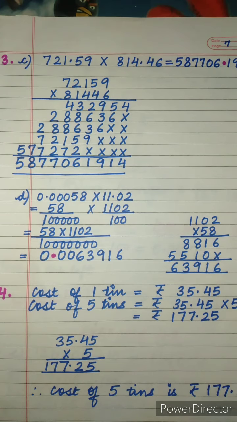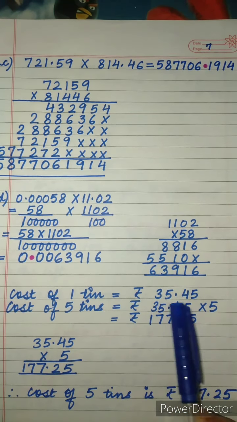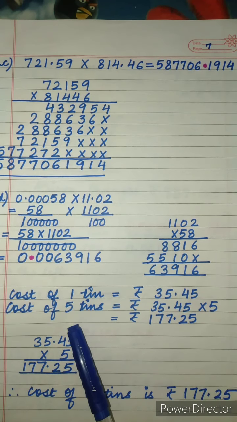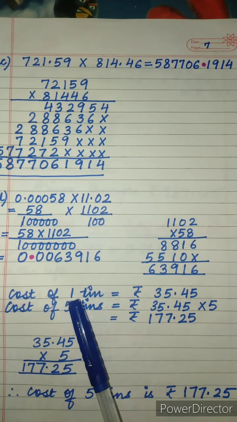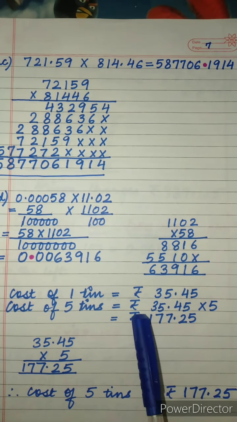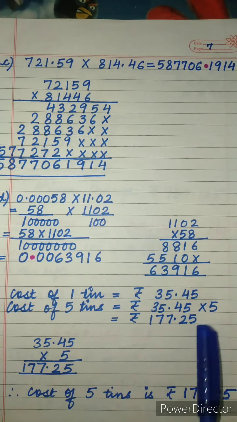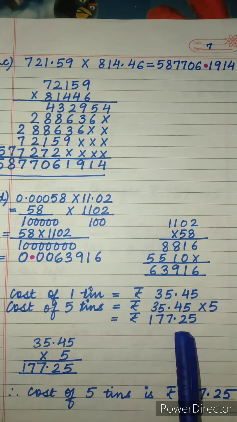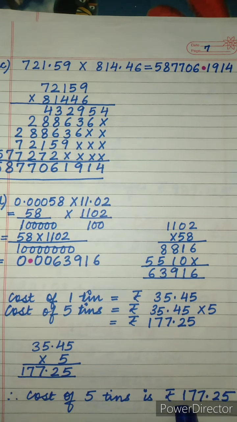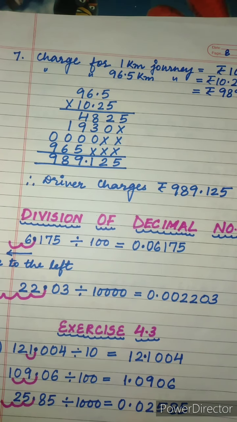Now question number 4. We are given cost of 1 tin as rupees 35.45, and we have to find the cost of 5 such tins. 1 tin की हमें cost पता है. Can we find the cost of 5 tins? Yes, we can. How? We are going to multiply 35.45 rupees by 5. So your answer is 177.25. Therefore, the cost of 5 tins is 177.25.